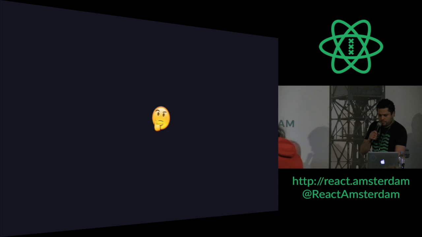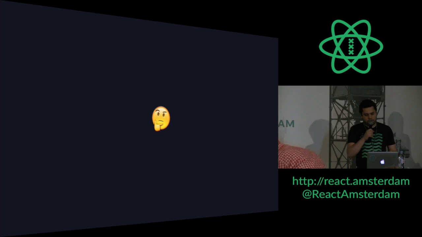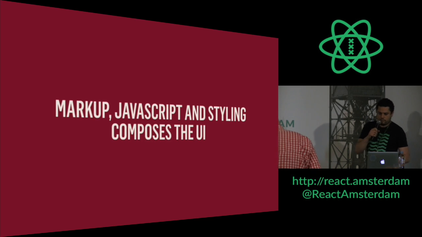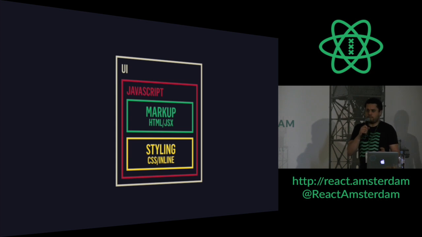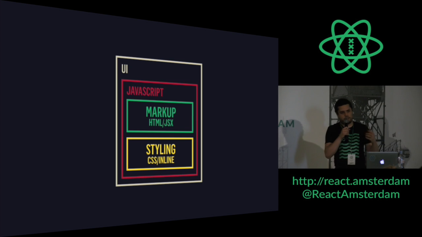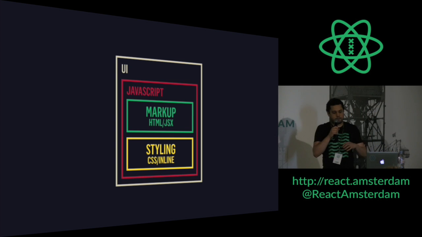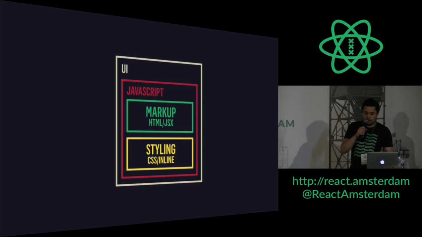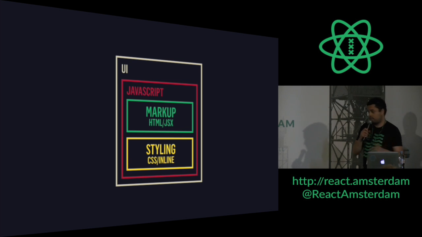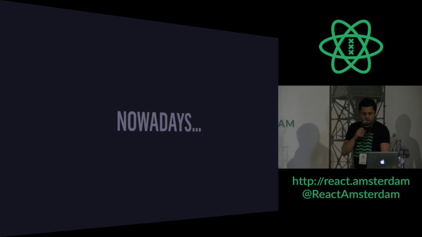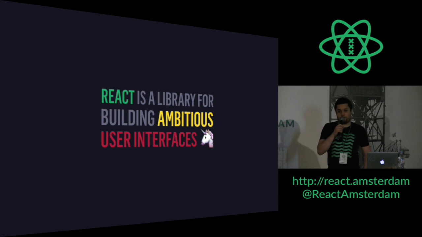But then I started to realize, you know what? Isn't markup, JavaScript, and styling the UI kind of helps compose the UI? So this now makes more sense. So we have the UI, and then we have our JavaScript layer, and with the markup and the styling, CSS using CSS modules or inline style, and this is why nowadays I start to use React.